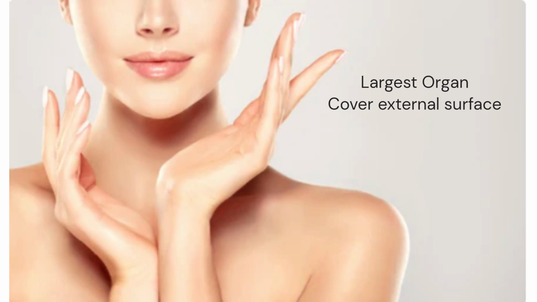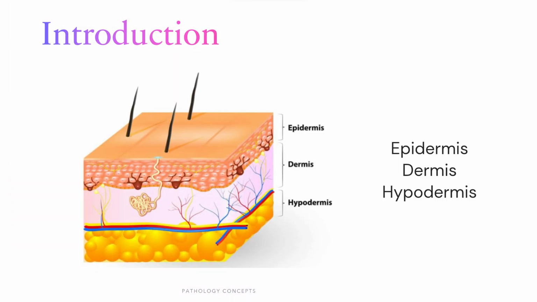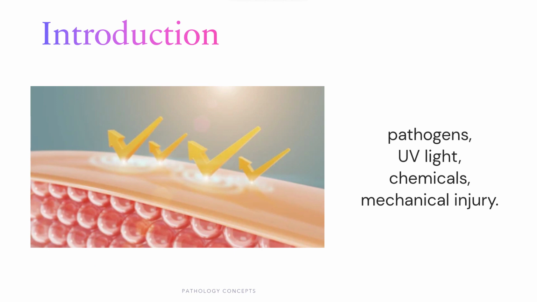Skin is the largest organ in the body, covering the body's entire external surface. It is made up of three layers: epidermis, dermis and hypodermis. Skin serves as the body's initial barrier against pathogens, UV light, chemicals and mechanical injury.